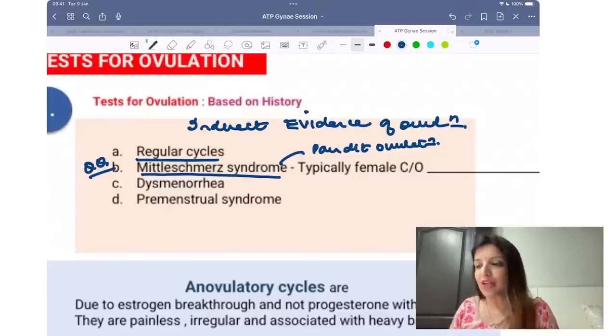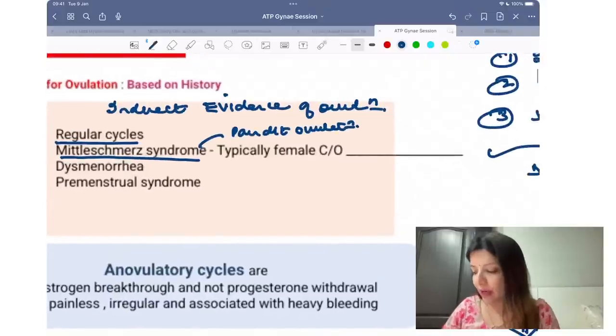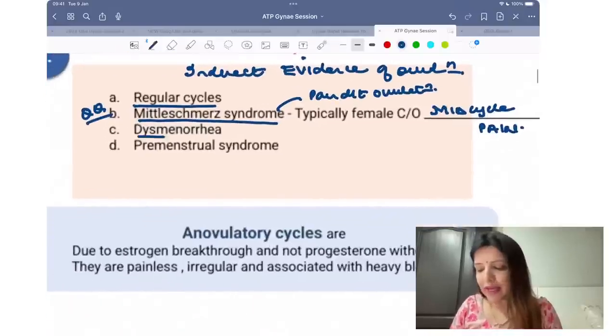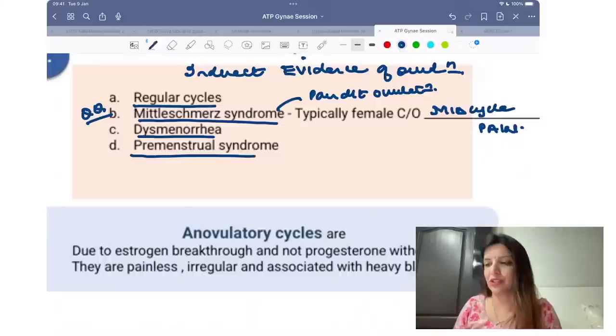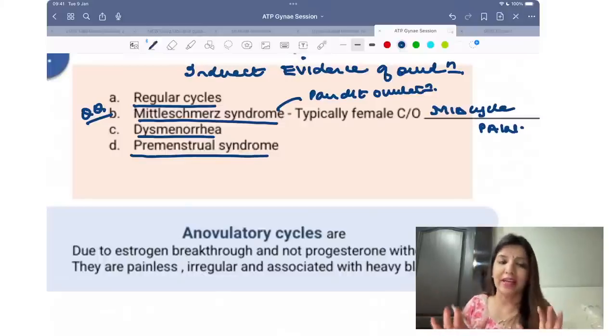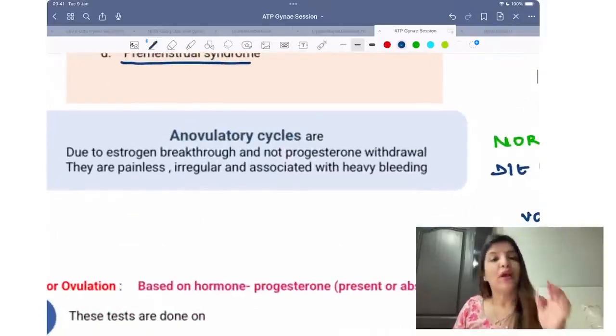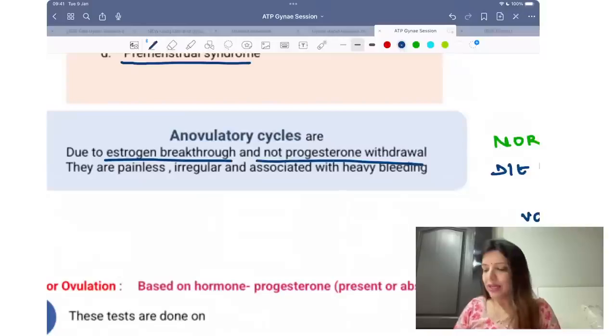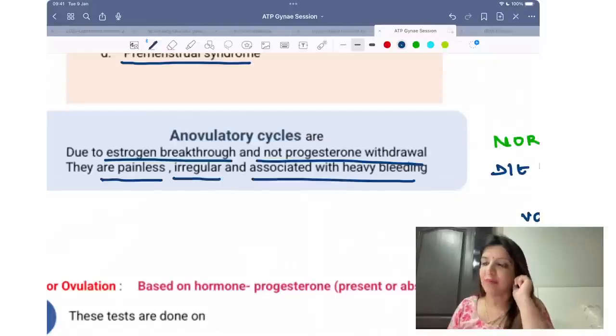So, in Mittelschmerz syndrome, typically a female will complain of mid-cycle pain. Mid-cycle pain, right? Whenever a female has dysmenorrhea or premenstrual syndrome, all these are indirect evidence of ovulation, right? As I told you, anovulatory cycles are due to estrogen breakthrough and they are not because of progesterone withdrawal. They are painless, irregular and they are associated with heavy bleeding.